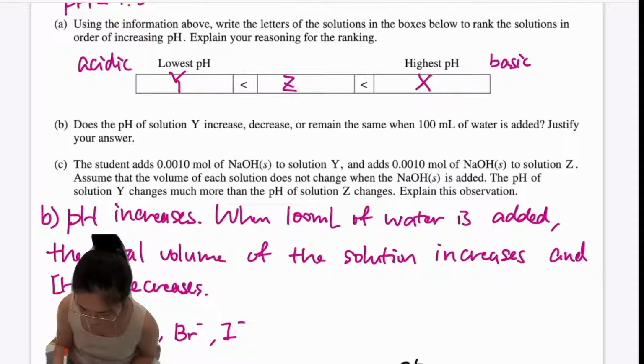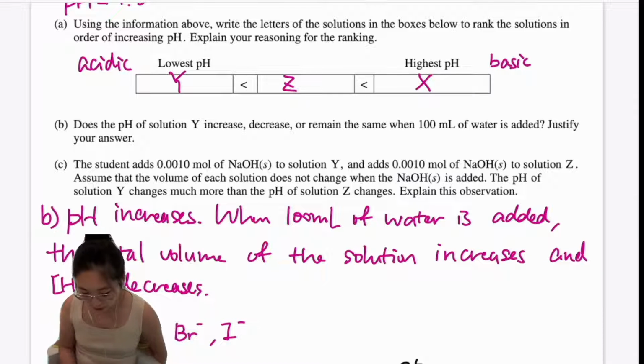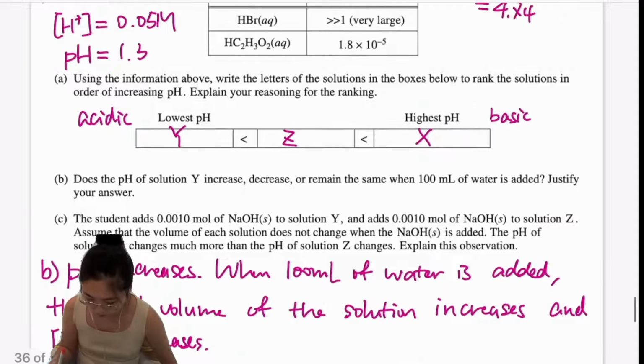Assume that the volume does not change when extra sodium hydroxide is added. The pH of solution Y changes much more than the pH of solution Z changes. Explain this observation. Okay, that's actually a very, very simple question.